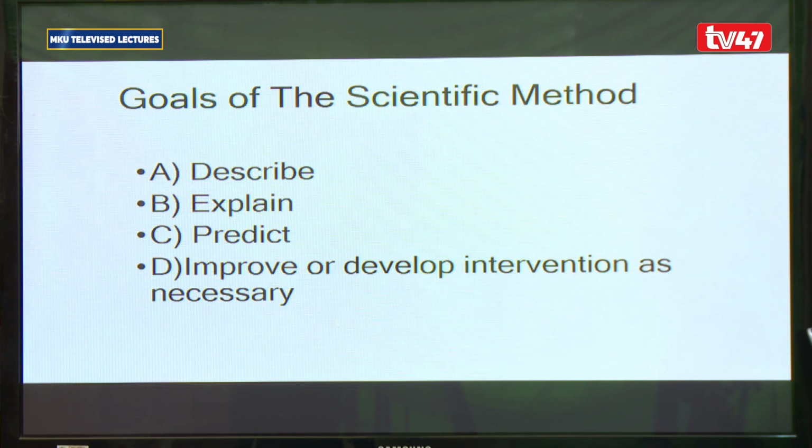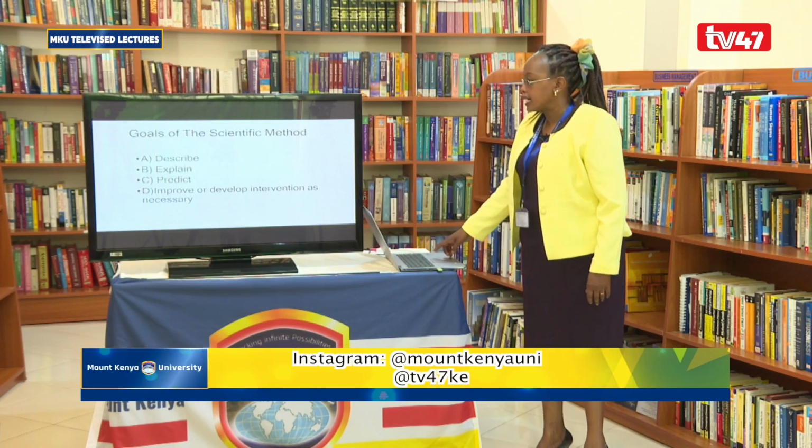And the last one is to improve. So when we say improvement, we want to say that once you have done all this description, explanation, prediction, then you develop an intervention that is going to help you be able to interact with that student more effectively. And that is where we are calling it an improvement or development of an intervention.